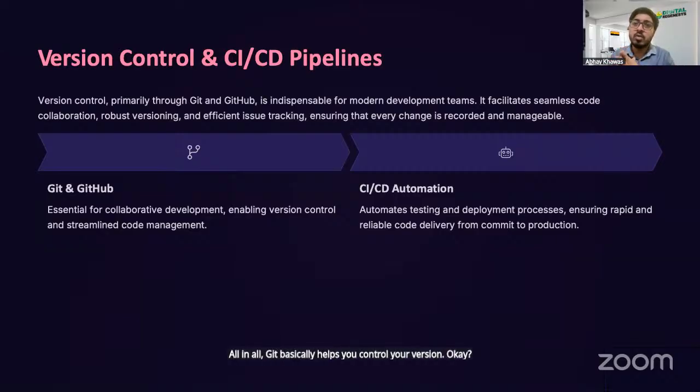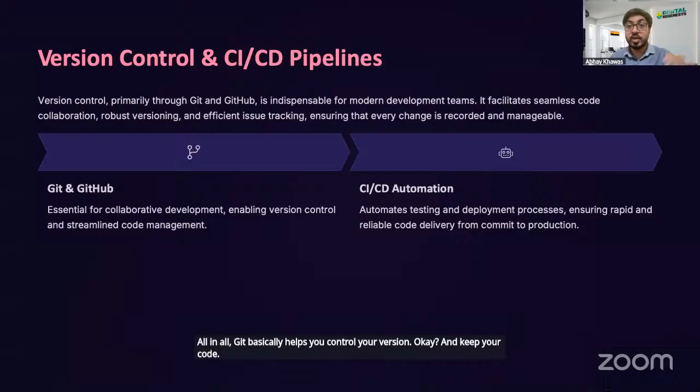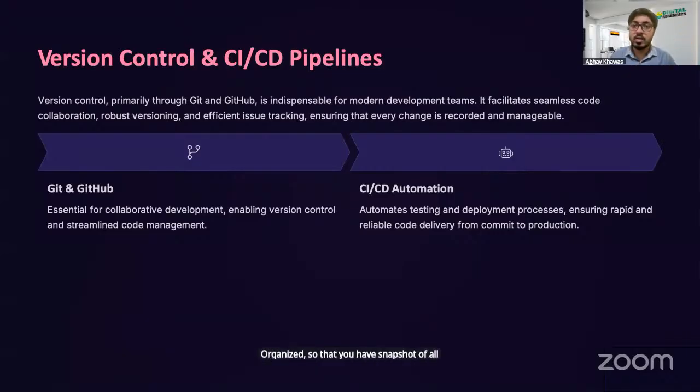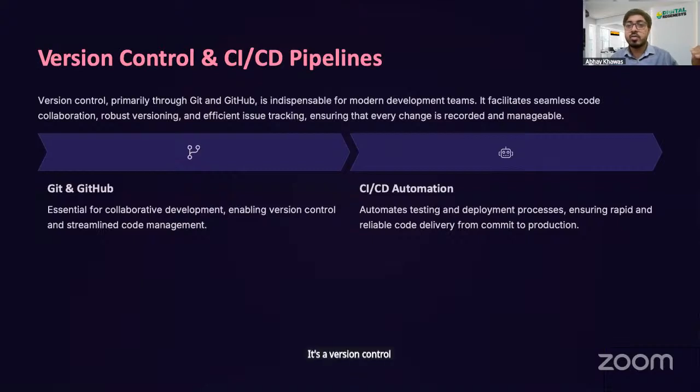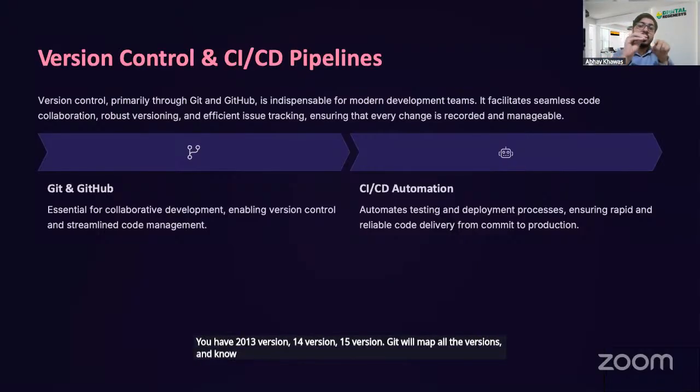It keeps your code organized so that you have a snapshot of all the versions. Do not worry about what exactly it does or how it does it. Just understand the overview. It's a version control software, so it controls your versions. Means you have the 2013 version, the 14 version, the 15 version. Git will map all the versions and know the difference between each code. So Git actually helps you in that. I hope this is clear.